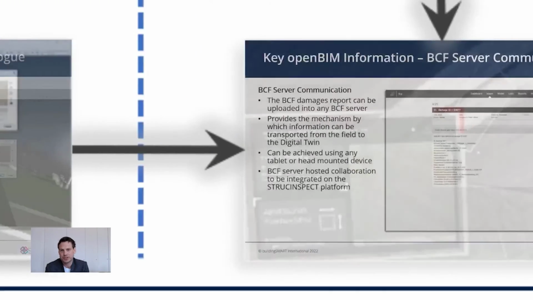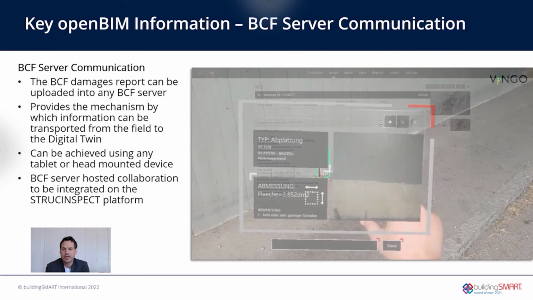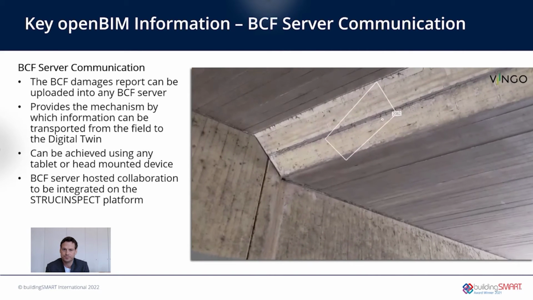This BCF damages report can then be uploaded into any BCF server. Here we've uploaded into BIMcollab for demonstration purposes. We've implemented the BCF functionality in order to provide a mechanism by which information can be transported from the field directly back to the digital twin, thereby completing the digital round trip. This can be achieved using any tablet or head-mounted device. Here we see an example from the A99 of the HoloLens 2 in action.